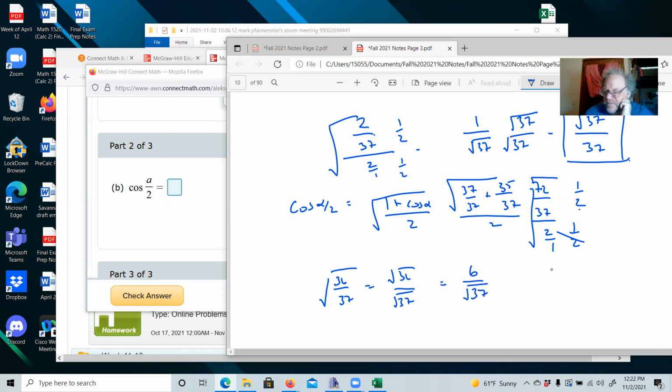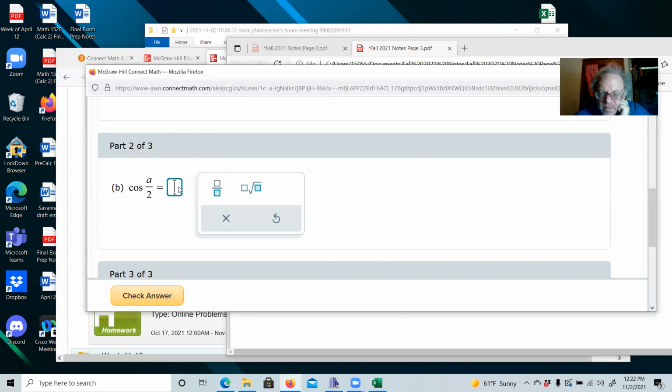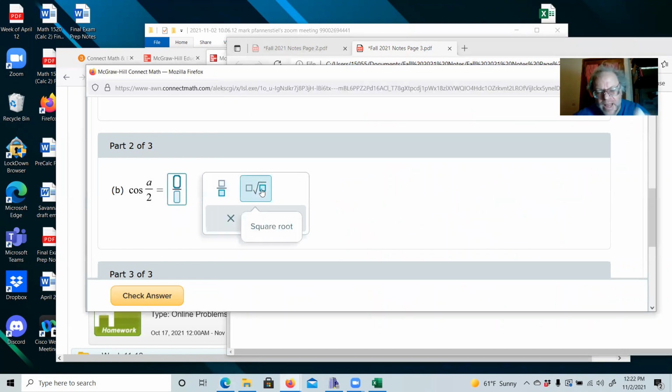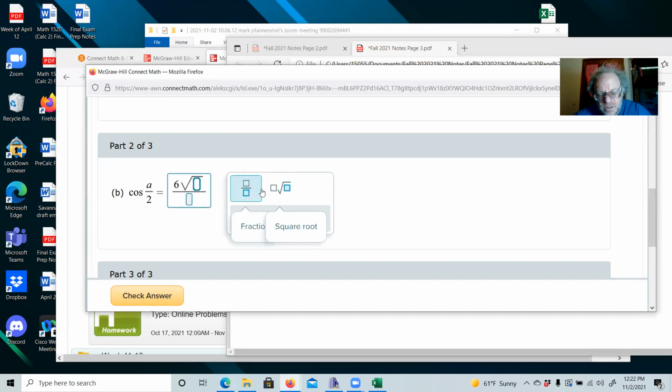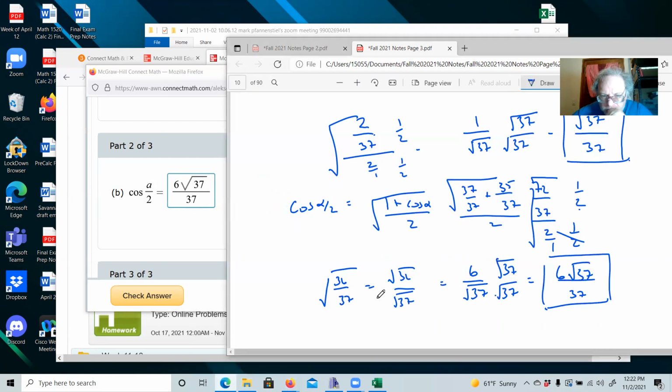Okay, can't just leave 6 hanging around here. We're going to go ahead and get the radical out of the denominator. So we have 6 root 37 over 37. And again, positive because everything is in the first quadrant. Okay, so here we have a fraction, and then we have 6 root 37 over 37. That looks good.